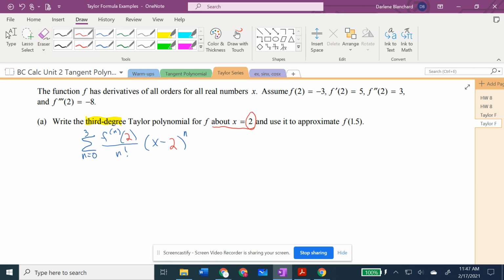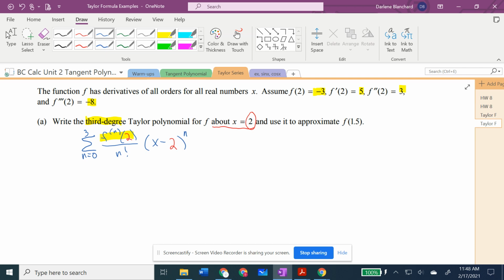Now it says about x equals 2, so that means that this is the formula we're using, the Taylor formula about x equals 2. You are told the value of f of 2, the first derivative and the second derivative, as well as the third derivative. So you're pretty much just taking those numbers and filling them into this spot.